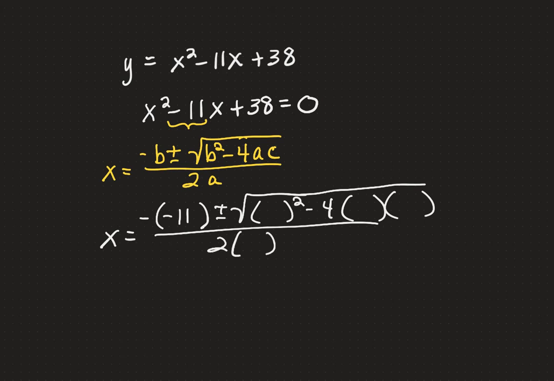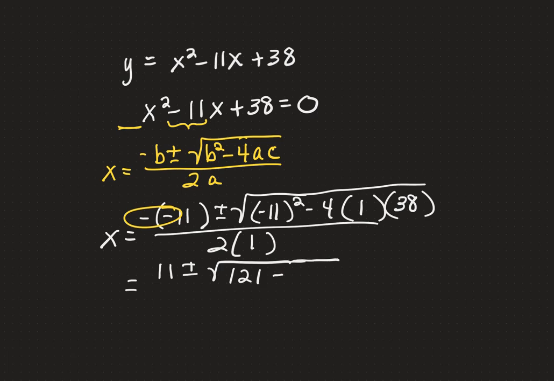What are the values? Well, we already said b was negative 11. A, going back up into our equation, you don't see anything there, so it has to be a 1. And c is 38. Okay, we now have a positive 11 plus or minus square root of, oops, I forgot to put my 1 in the denominator there. All right, negative 11 squared is 121. And then we have minus 4 times a positive 1 times a positive 38. So we're going to get 152 over 2.